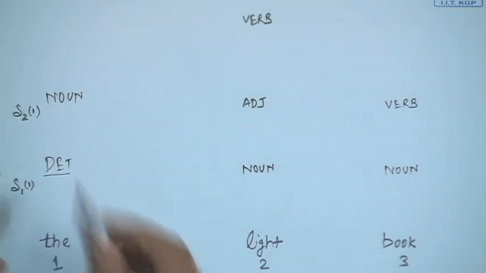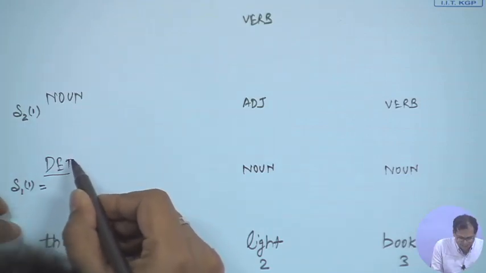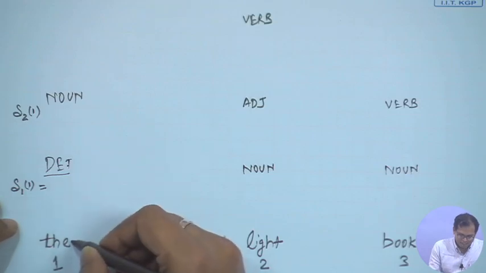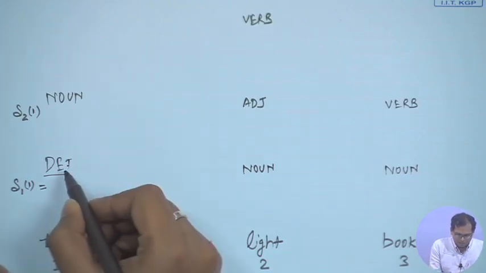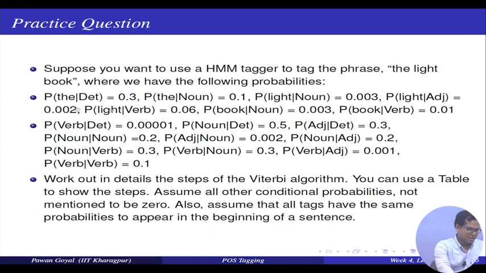Okay. So what is this probability? It will be the probability that the tag determiner occurs at the start of the sentence, multiplied with the probability of emitting "the" from the tag determiner. Are these probabilities given in this question? Probability of determiner occurring at the start of the sentence: in the last sentence of this question, it is written, assume that all the tags have the same probability to appear at the beginning of the sentence. So the probabilities are given implicitly.